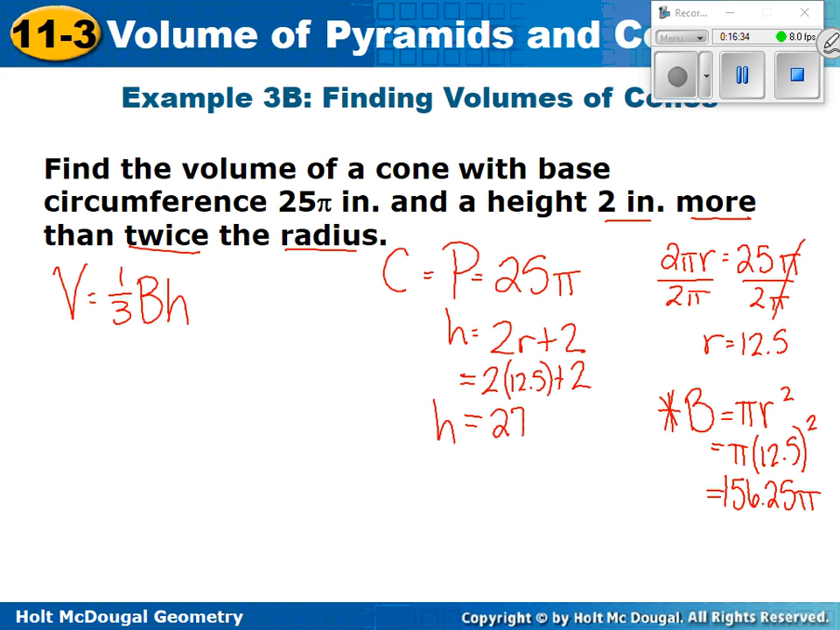Okay, so that is our area of our base. We're going to plug it in. So we have 1/3 of 156.25 pi times the height, which we said was 27. Does it say to round anywhere? No, so we're going to type everything in except pi and leave our answer in terms of pi. So go ahead and do 156.25 times 27 times 1/3. Tell me what you get.